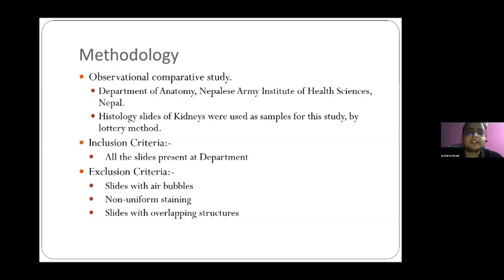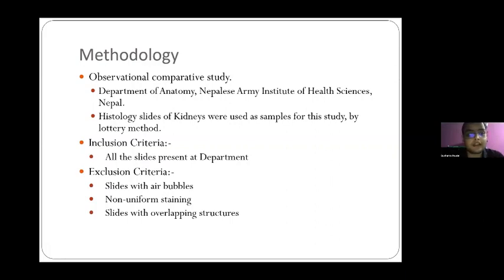Talking about the methodology, it was an observational comparative study which was carried out in the Department of Anatomy, principally the histological lab, at the Nepalese Institute of Health Sciences, Kathmandu, Nepal. We had various samples of slides, but the kidney was selected by the lottery method.